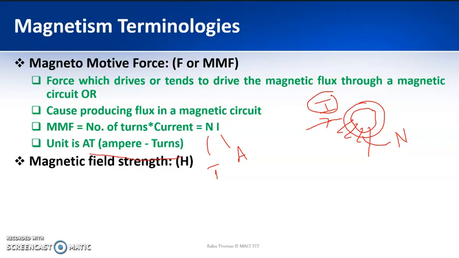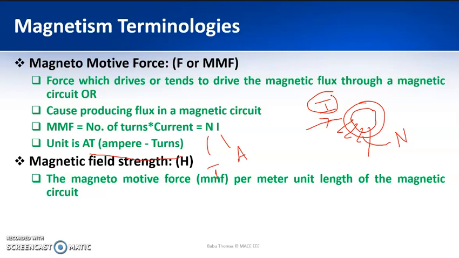Next is magnetic field strength. It is represented by capital H and it is nothing but the MMF per unit length of the magnetic circuit. MMF is represented by NI and therefore your magnetic field strength will be NI divided by L. So its unit is ampere turns per meter.